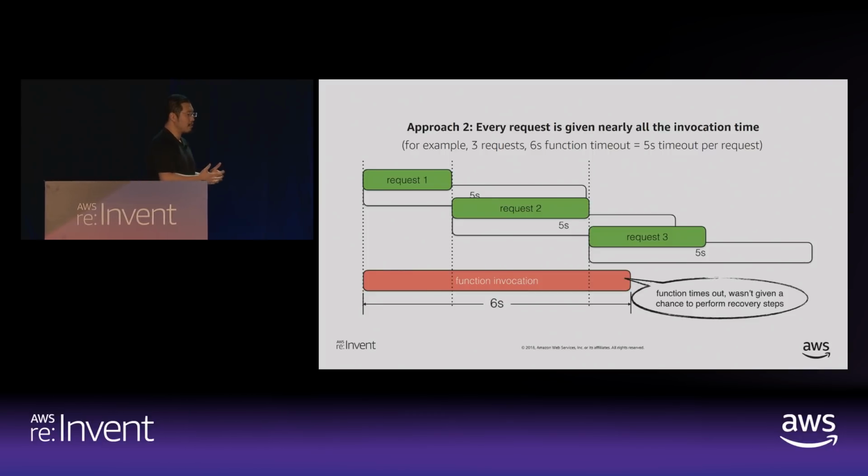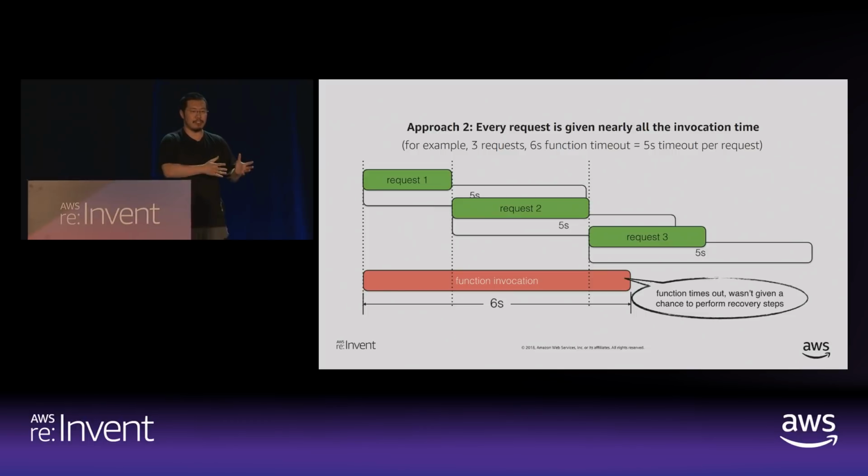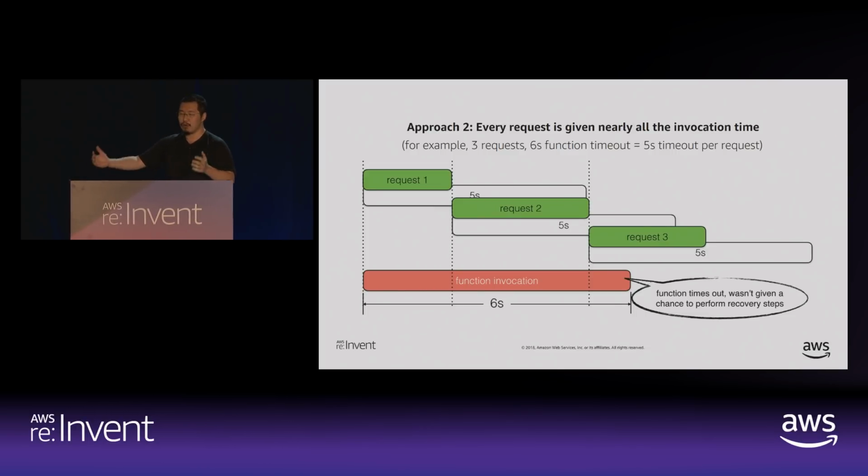Another approach I see is I've got a function with 6 seconds. I'm going to be much more optimistic here, and I'm going to allow every request 5 seconds to complete. So even though individually none of them took longer than 5 seconds, collectively they took too long, more than the 6 seconds that I have in my function. In this case, my function gets timed out before I have the chance to do any recovery from those steps myself.